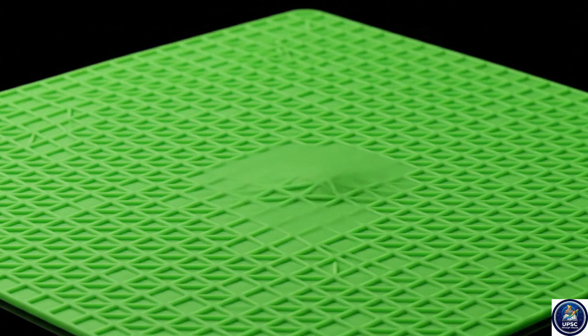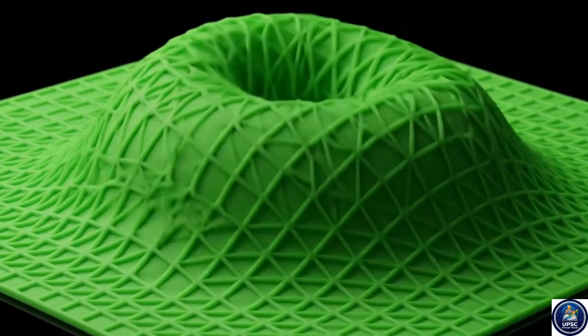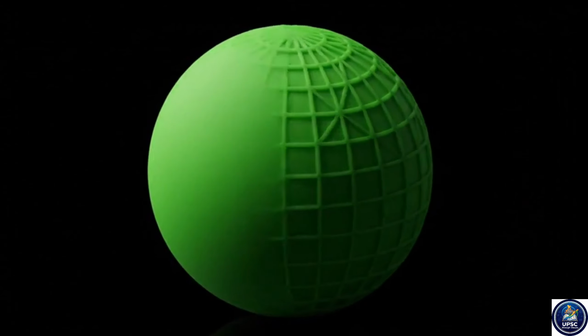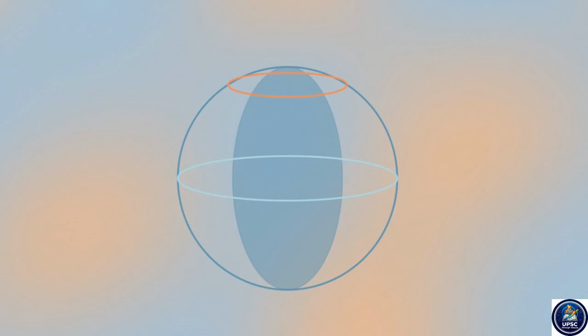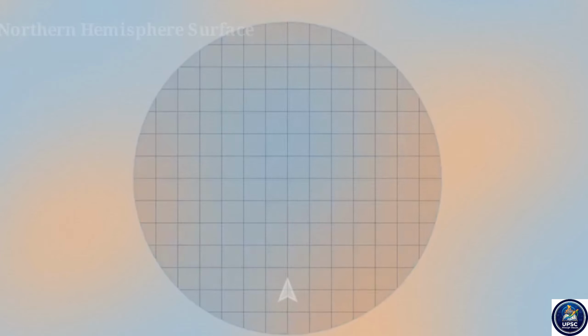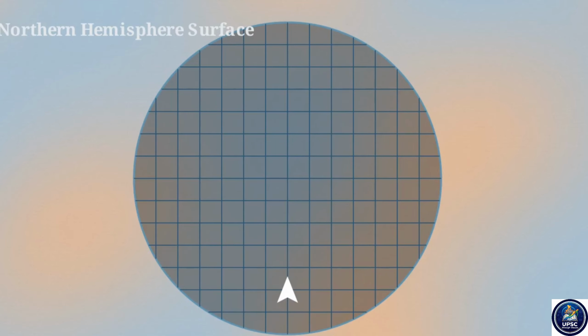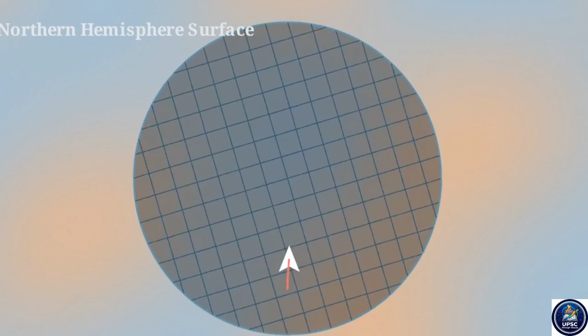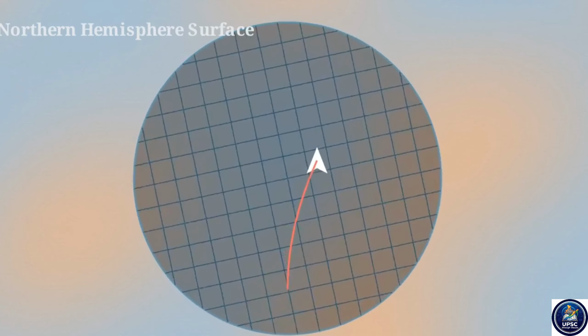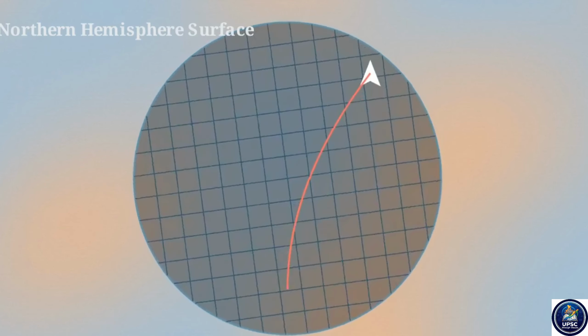Now we replace our flat, static grid with a massive three-dimensional sphere rotating from west to east. Because the Earth is spherical, its surface cannot move at a uniform speed. The equator has more physical distance to cover in a 24-hour period, meaning it rotates faster than the poles. This differential in rotational speed generates the Coriolis force. When air moves horizontally across the Earth's surface, this rotation curves its path.